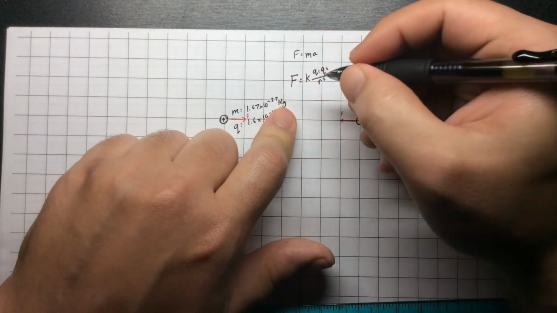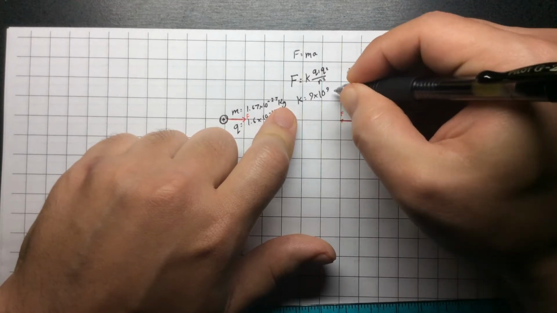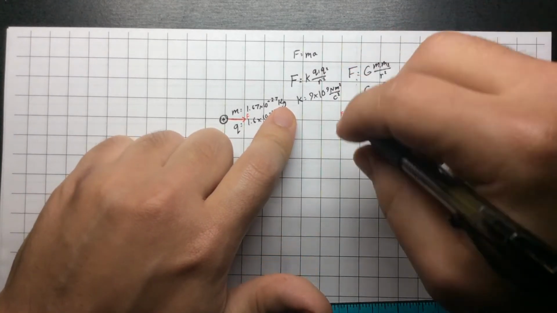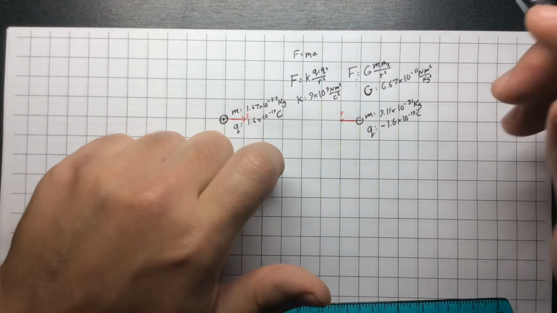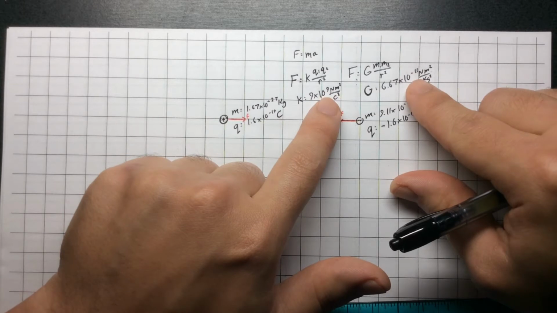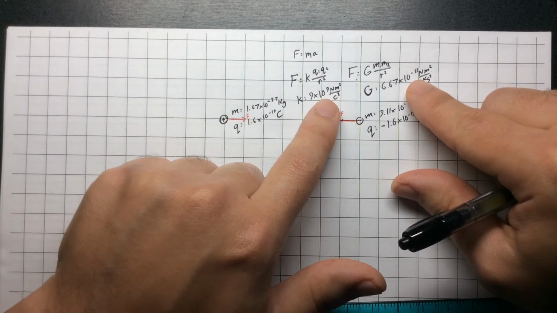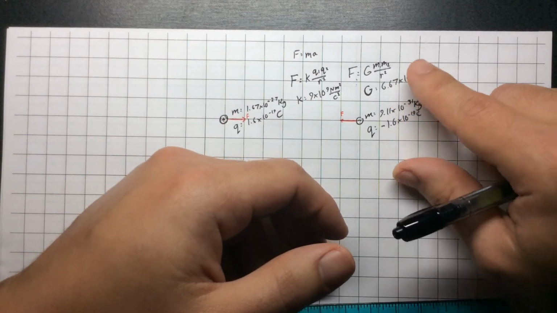k is going to be 9 times 10 to the 9th newton meters squared over coulomb squared. And again, we need those units to cancel out to leave us only the newtons when we work this equation. If you notice, times 10 to the 9 and times 10 to the negative 11, there's a big difference there. It's an extraordinary amount of zeros of difference. And that shows you that the electrostatic force is way, way, way stronger than the gravitational force.